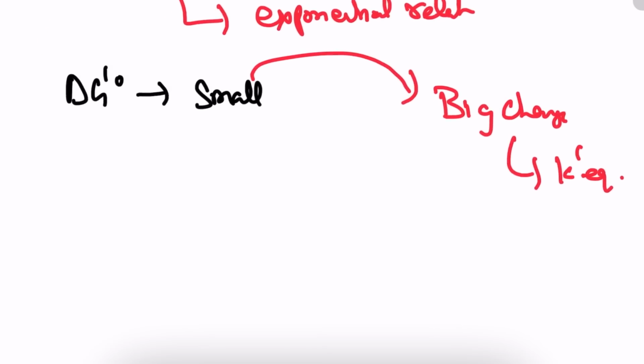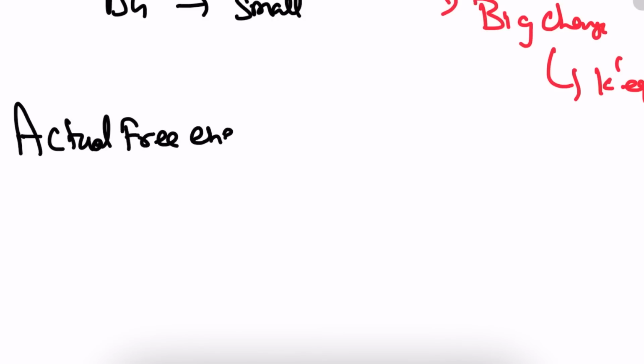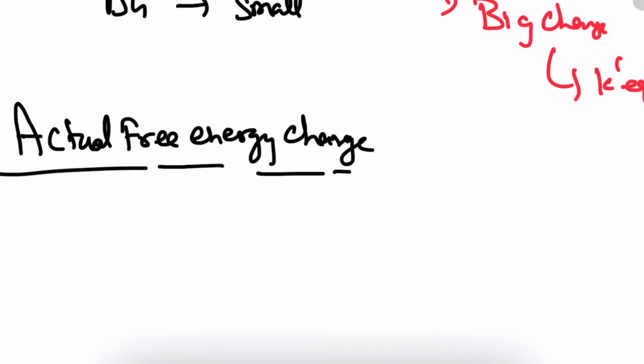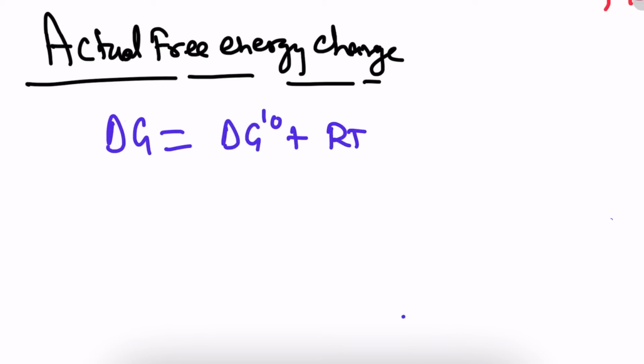Now we are going to discuss another point here, that is actual free energy change. You can calculate this by using the relation delta G is equal to delta G prime naught plus RT ln K equilibrium. Now we are going to calculate what this actual free energy change is. Try to see what actual free energy change is.